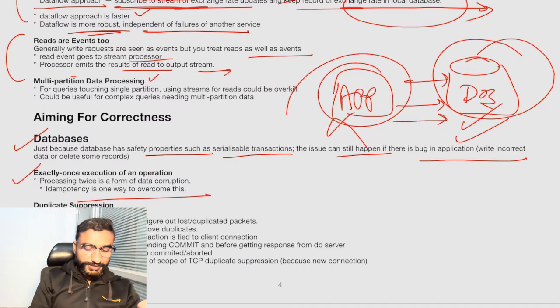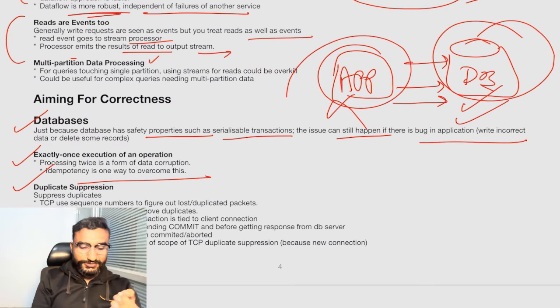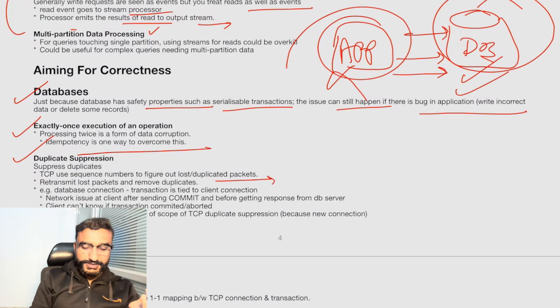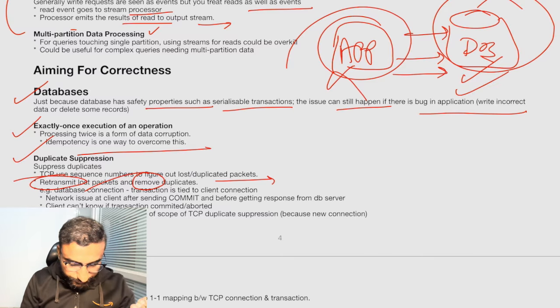Another way is duplicate suppression, where you suppress those duplicates. Let's take an example of how TCP does it. TCP uses sequence numbers to figure out lost or duplicated packets. If packets are lost, it retransmits those packets. If there are duplicates, it removes those duplicates.